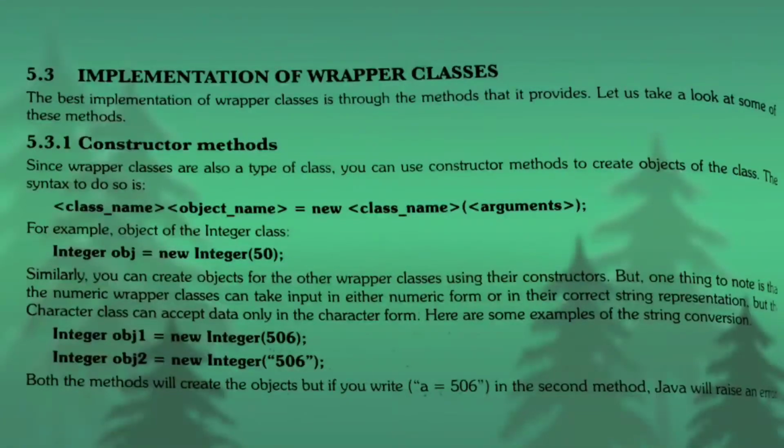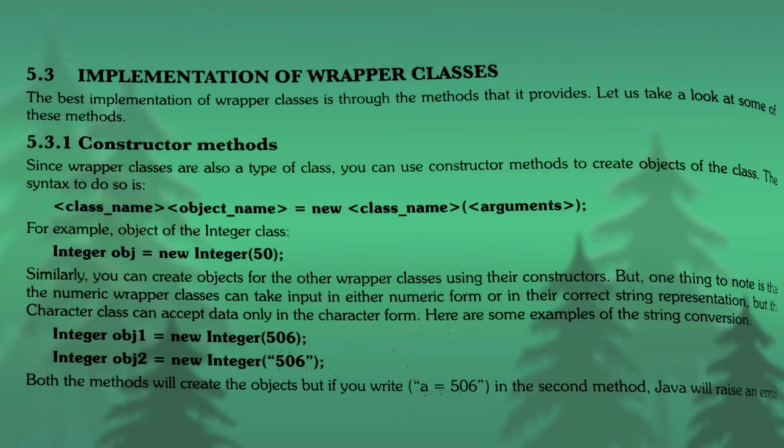Next we have the implementation of wrapper classes. So how are the wrapper classes used in Java? Actually wrapper classes provide us several methods. Every wrapper class has some methods, and with the help of those methods we can perform various operations in our program. Firstly we have the constructor methods of a class. A constructor is a method of a class which is used to initialize the object of a class. So wrapper classes also use constructors for creating objects.